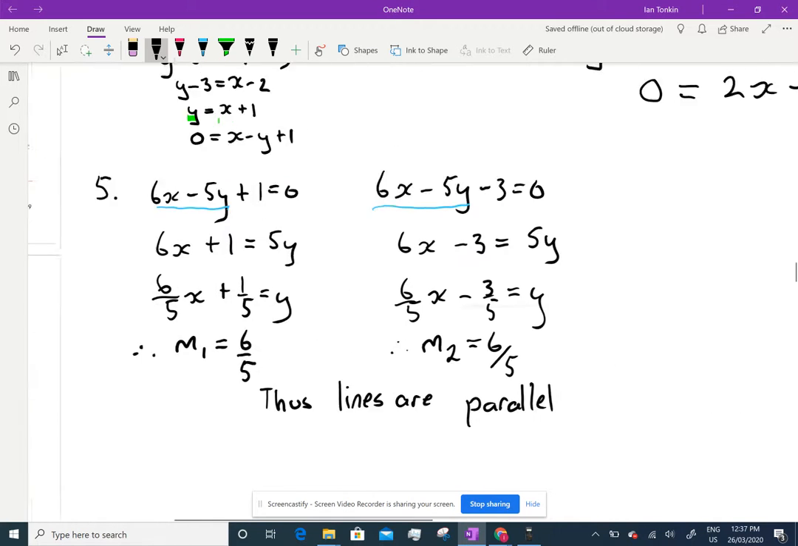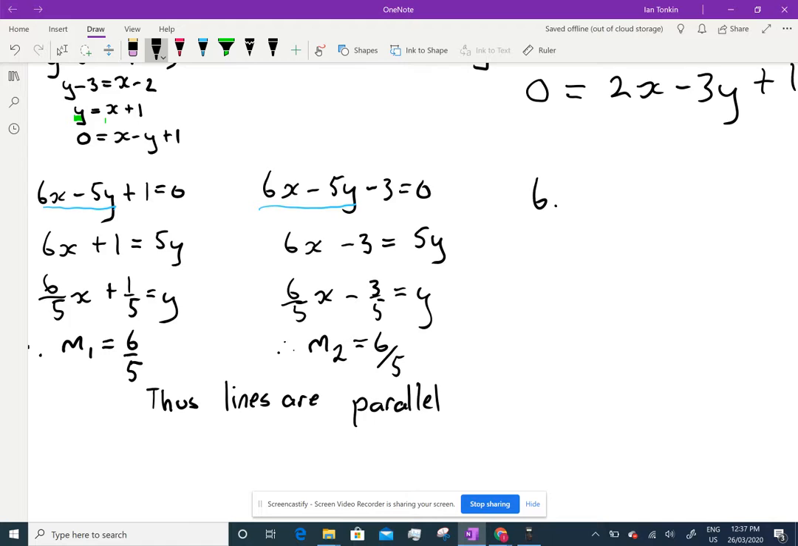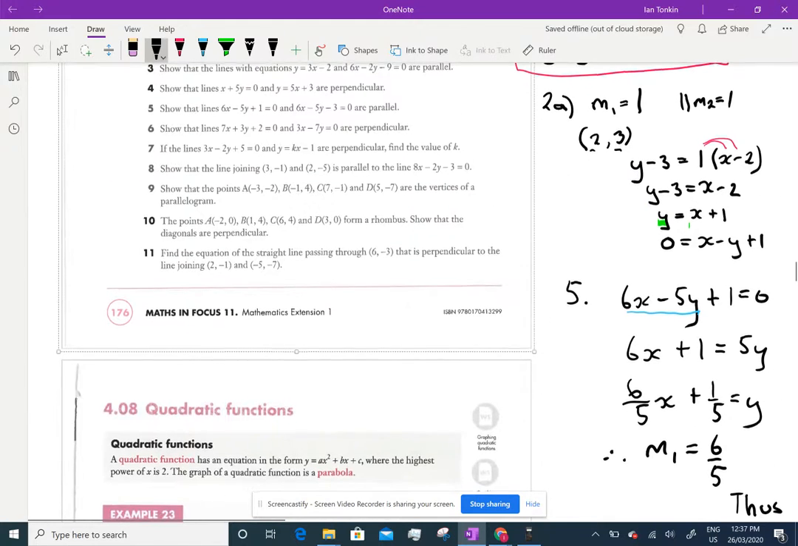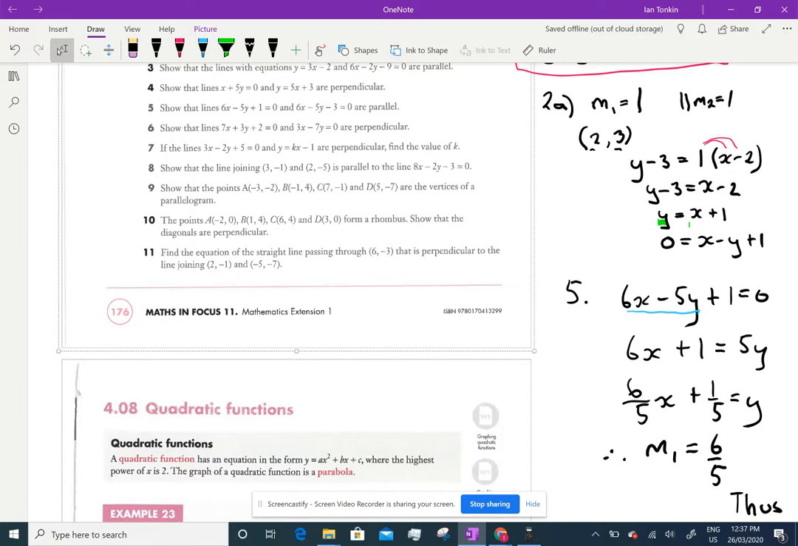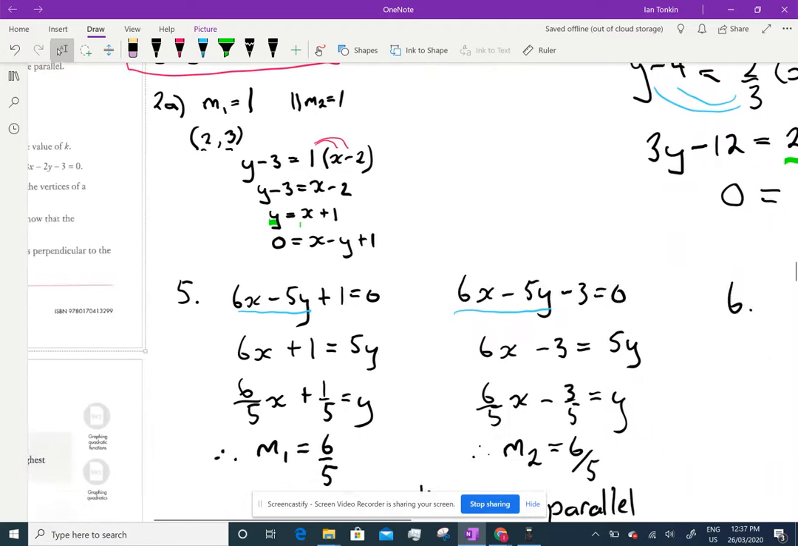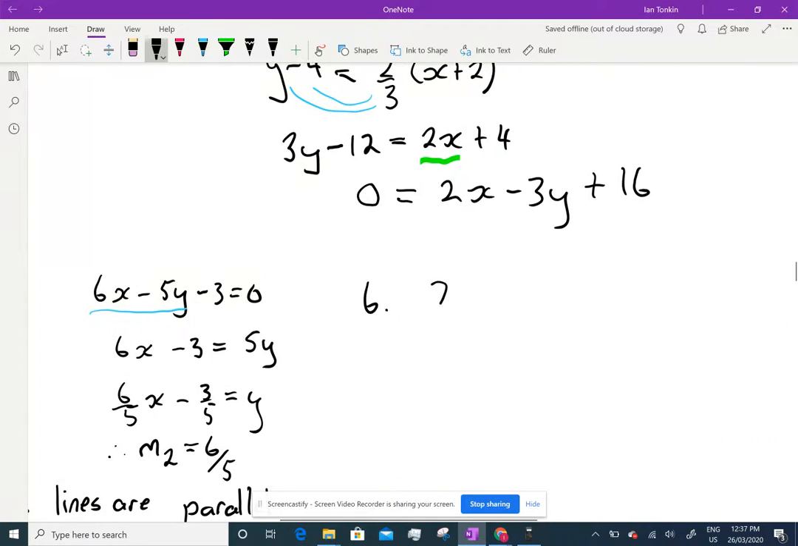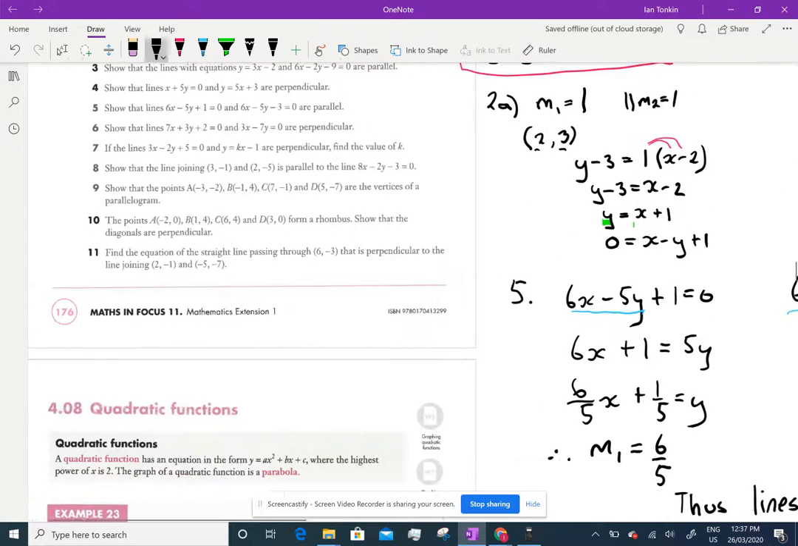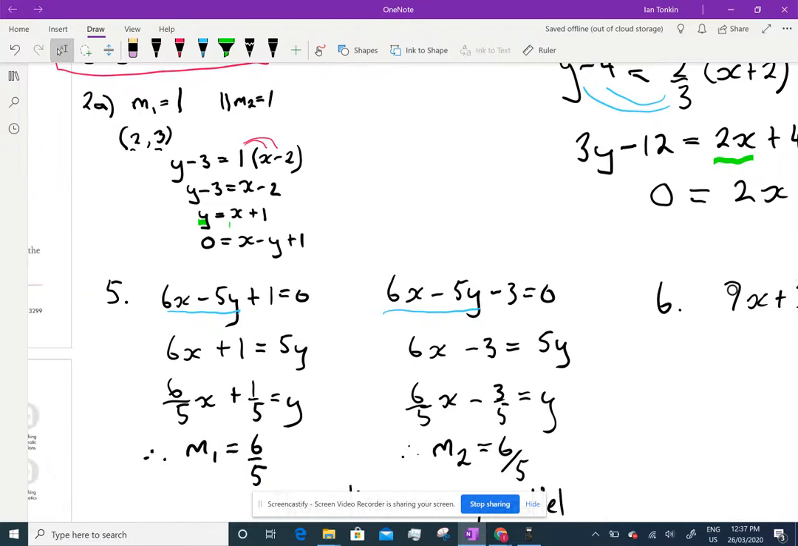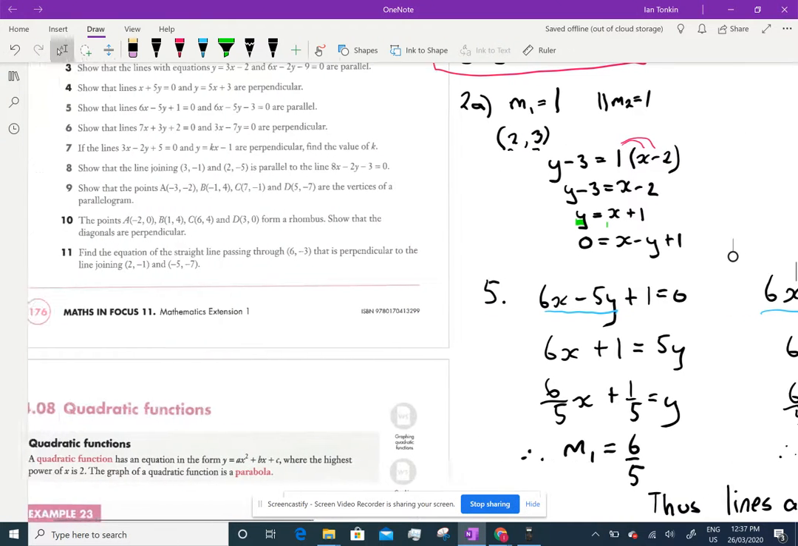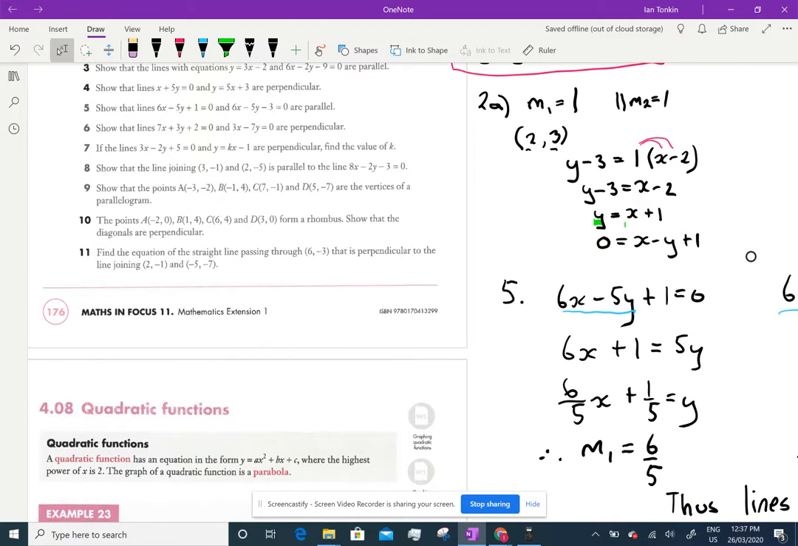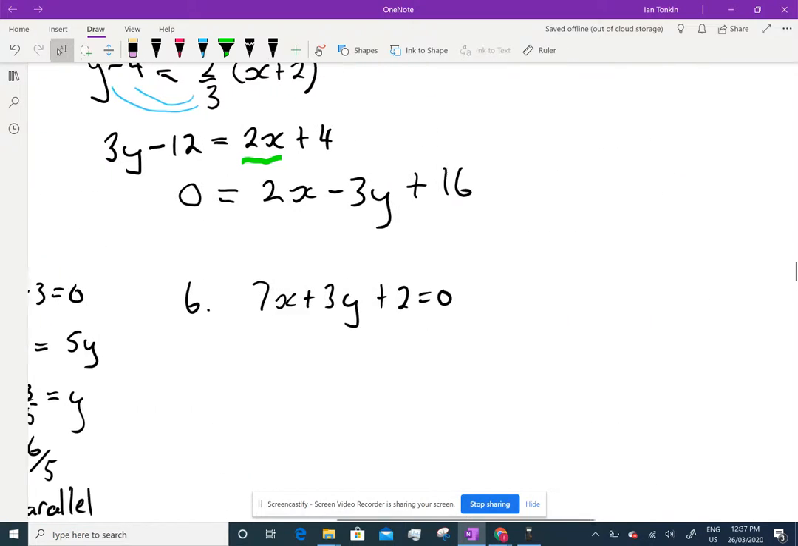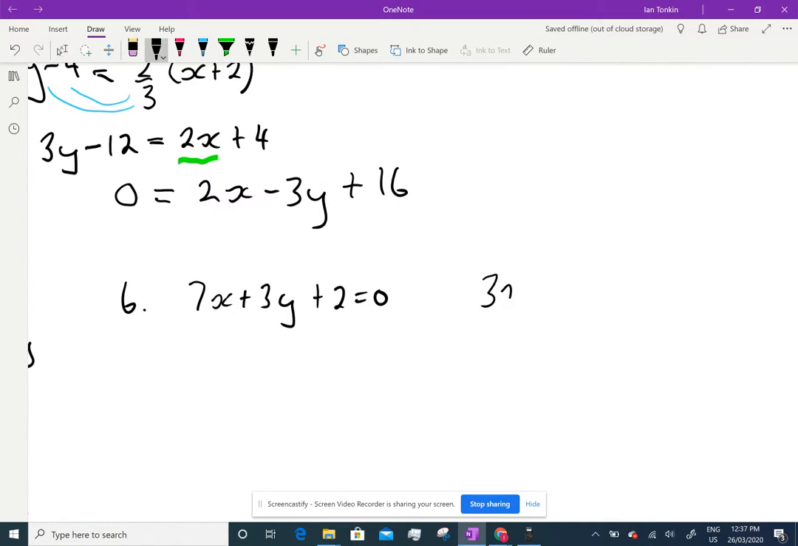So let's have a look at 6. We have to show perpendicular. So show those lines are perpendicular. 7x plus 3y plus 2 equals 0. And 3x minus 7y equals 0.